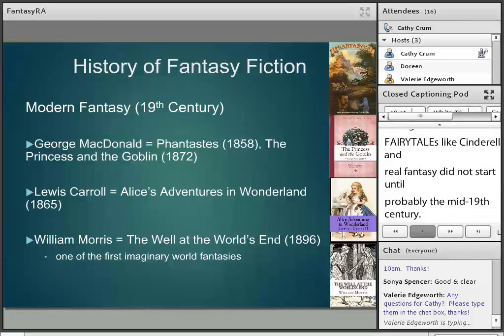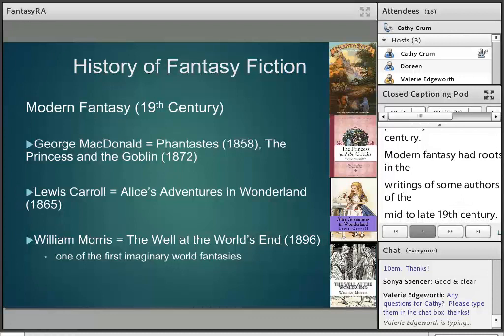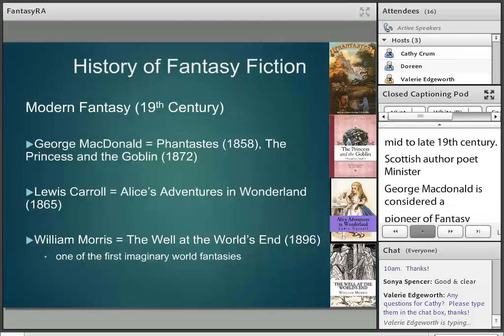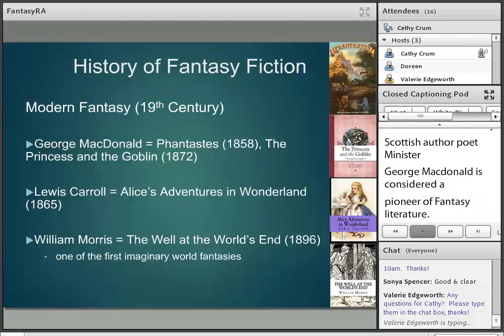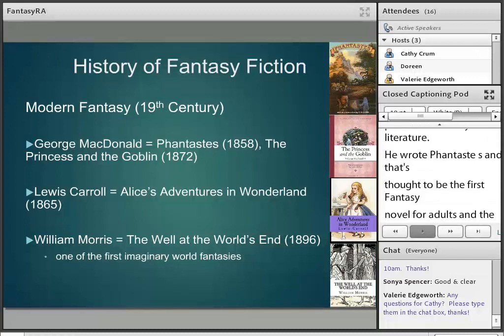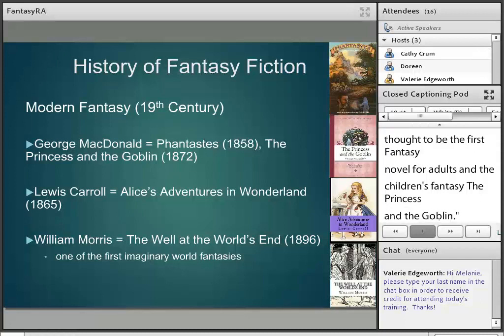Modern fantasy had its roots in the writings of some authors of the mid to late 19th century. Scottish author, poet, and minister George MacDonald is considered a pioneer in fantasy literature. He wrote fantasies and fairy tales and is especially known for his novel Phantastes, which is thought to be the first fantasy novel for adults, and the children's fantasy, The Princess and the Goblin. He was a mentor of Lewis Carroll and also influenced C.S. Lewis, J.R.R. Tolkien, and Madeleine L'Engle, among others.